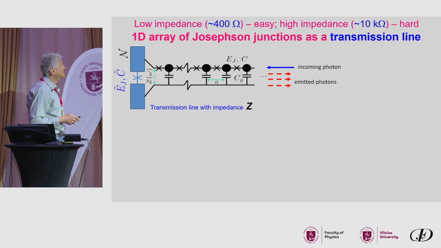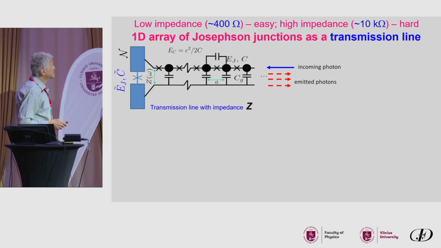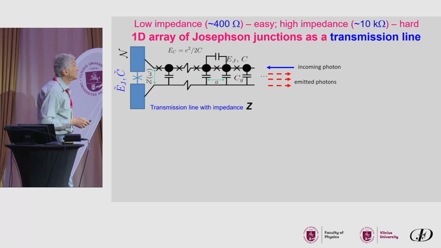So this thing is characterized by three parameters, three energies: the Josephson energy, the charging energy of the Josephson junction, and yet another charging energy with respect to the ground. Each specific island has some coupling to the ground, and there's yet another energy, Eg.